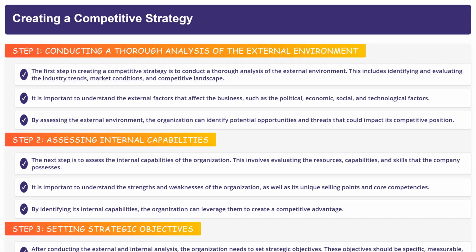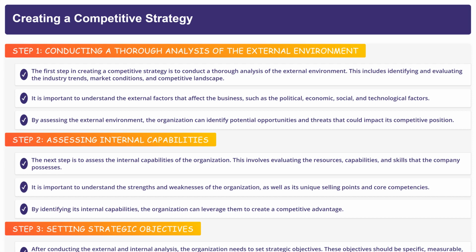After that, it is important to identify the competitive advantages based on the analysis of the external environment and internal capabilities. These advantages can be cost leadership, differentiation, or focus. The next step is developing a competitive positioning. This involves defining how the organization wants to be perceived by the target market. It includes identifying the target customer segments, understanding their needs and preferences, and positioning the product or service in a way that effectively meets those needs.